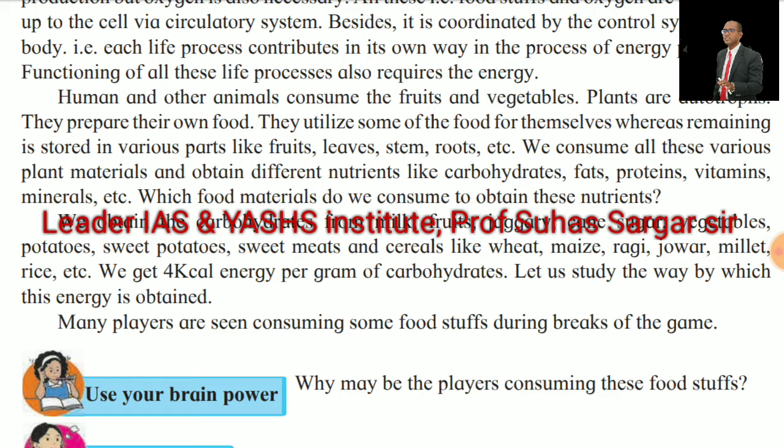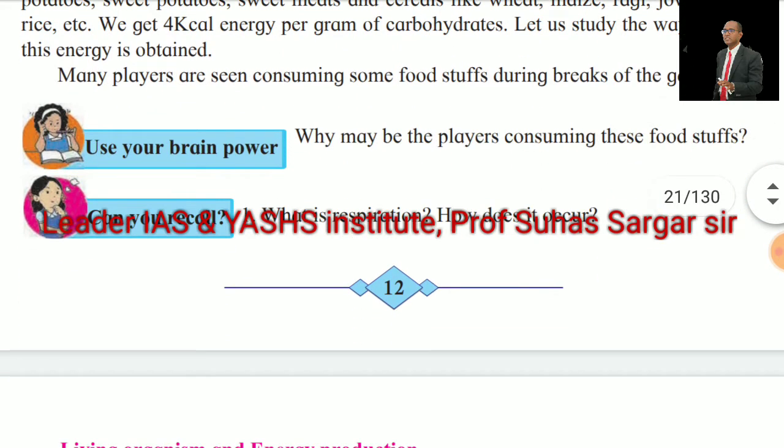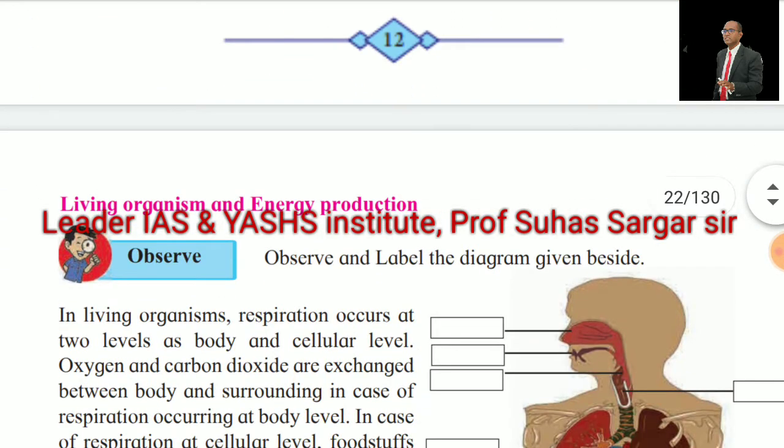We get 4000 calories of energy per gram of carbohydrate. Let us study the way by which the energy is obtained. Many players are seen consuming some foodstuff during breaks of the game. Use your brain power. Why might the players be consuming these foodstuffs? What is respiration? How does it occur?